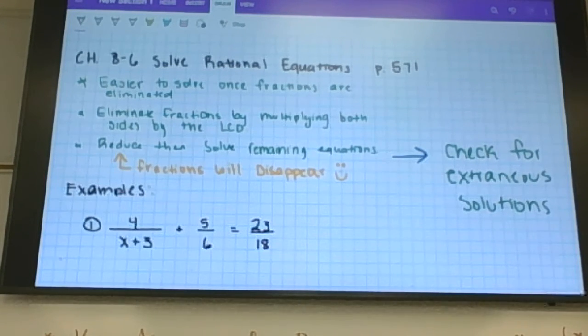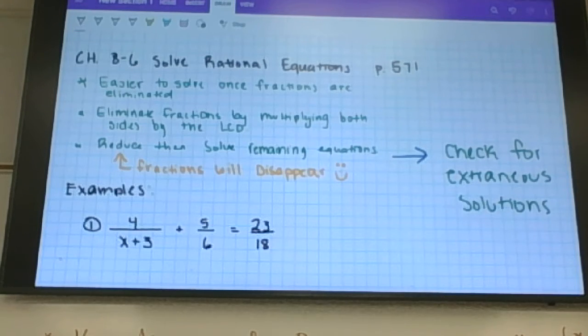So it's solving rational equations. This is just an equation that has a ratio of polynomials in it. The first star is really important. You don't have to copy this word for word, but just think about this. It's going to be easier to solve if the fractions are eliminated. So the process is really, your goal is to eliminate fractions, and then you have an equation like you've always had, without fractions.